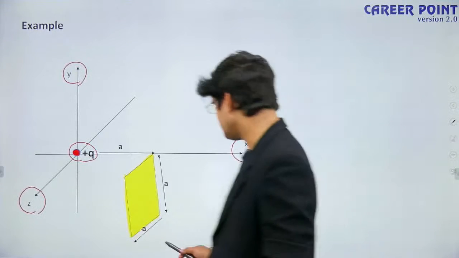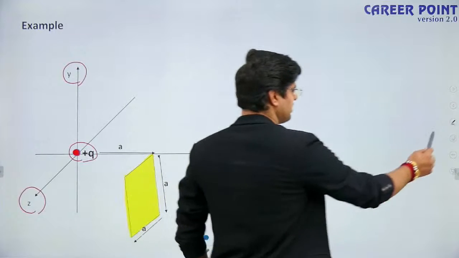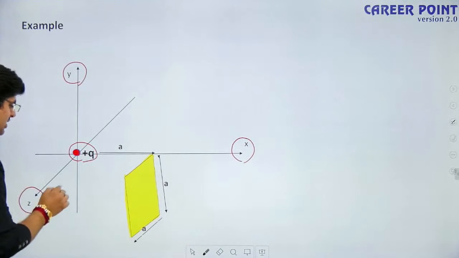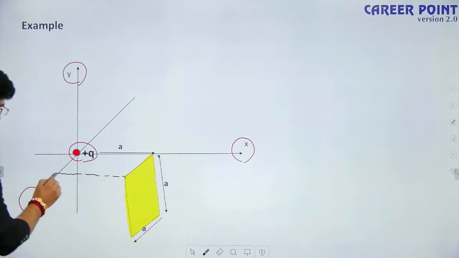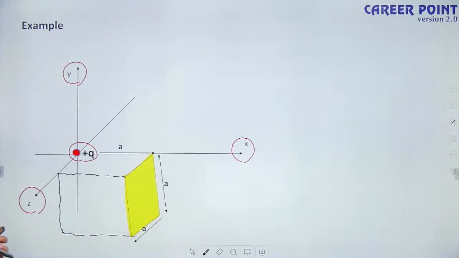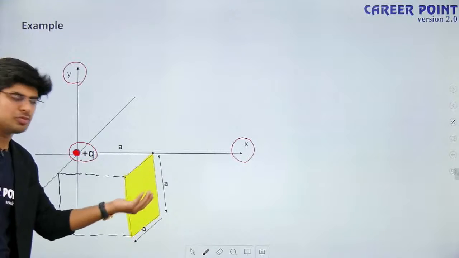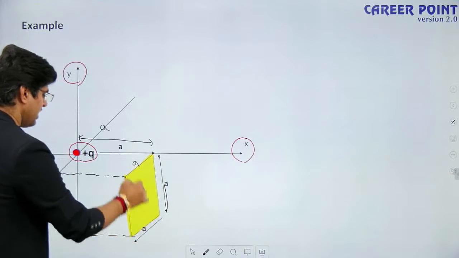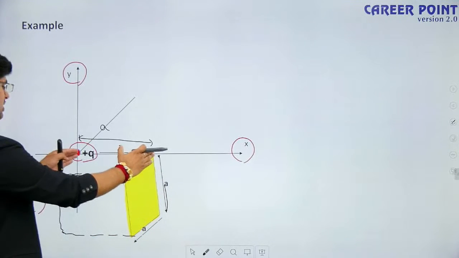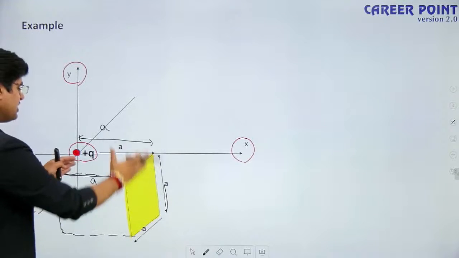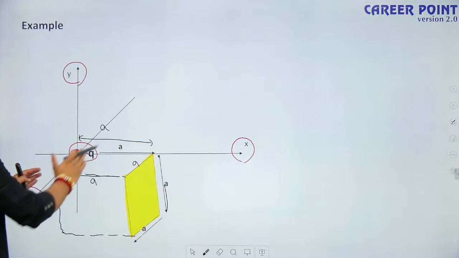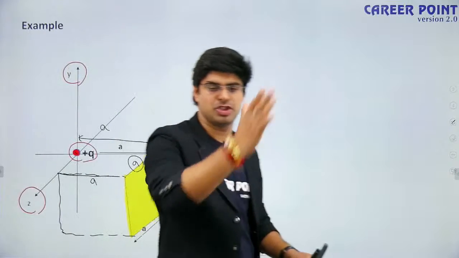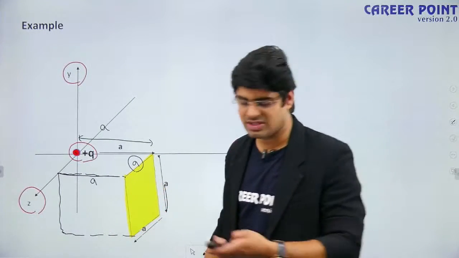Actually we just have to imagine that this surface is a part of a cube of side A, because the distance from here is A, the sides of this surface are also A everywhere, and this distance will also be A, because it will be equal to the distance here. Wherever this plane is placed on the x-axis, the same distance will be there on the z-axis. So if I imagine this shaded surface as a part of a complete cube, I will be able to write the answer directly because I already know the answer.